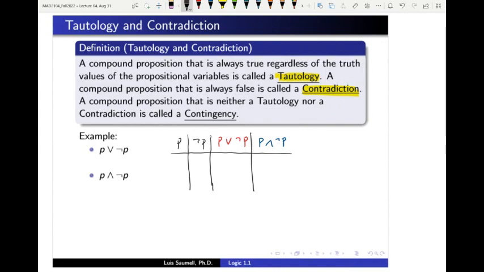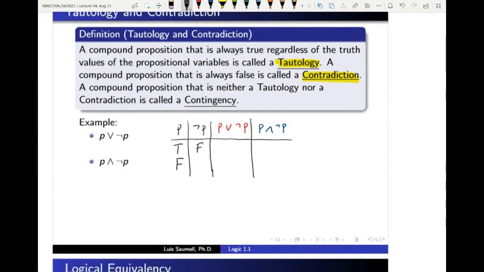So how many rows do we need? It's only one variable, so we need two rows, true and false, that's it. Let's fill in this little table. What's the next column? False, true. What's the next one? True, true. What operation are we doing? It's an OR operation.